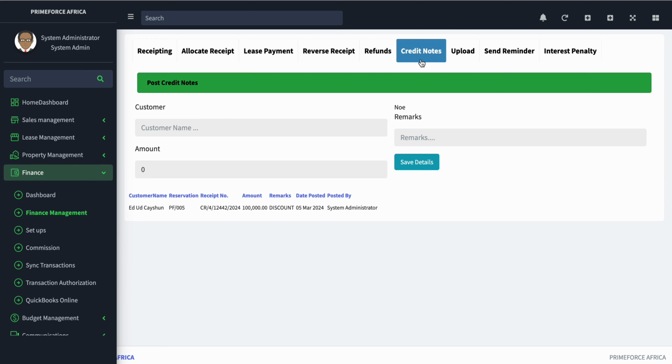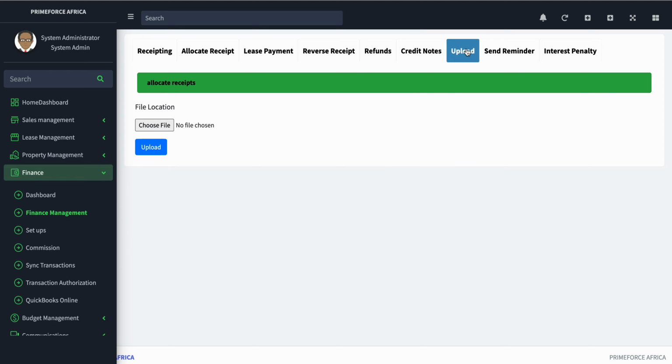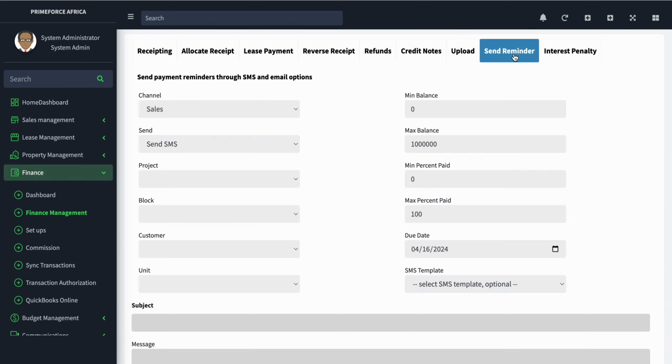You can also post credit notes, which would be applied as discounts or other uncollectible amounts within a customer as well. You can automatically upload all the receipts in the system so that they automatically allocate to the customers in reference to the collection from your previous system.